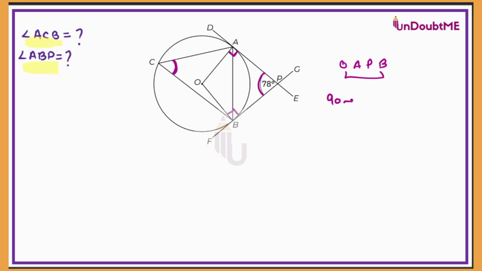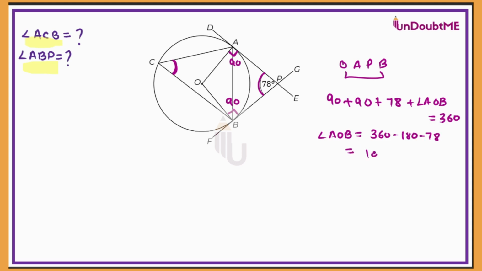we have two angles, 90 and 90, because of the circle theorem. We have the third angle as 78 and the fourth angle is angle AOB, and that is all equal to 360. Okay, on calculation from here we can get the value of AOB as 360 minus 180 minus 78, that will be 102. You can check the calculation, it will be 102.